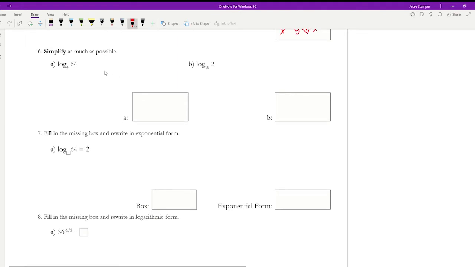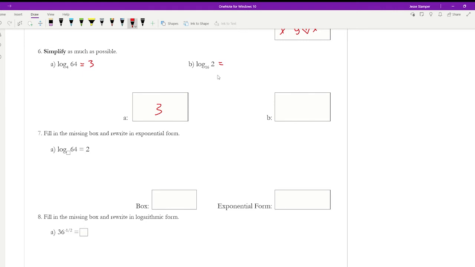Now, on number 6a, what you had to think about is what exponent goes on 4 that will equal 64. And if you look on your exponent chart, you'll remember that 4 cubed equals 64, which means the answer is 3. It really was that simple. I wasn't trying to trick anybody.